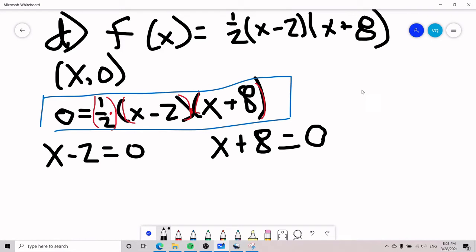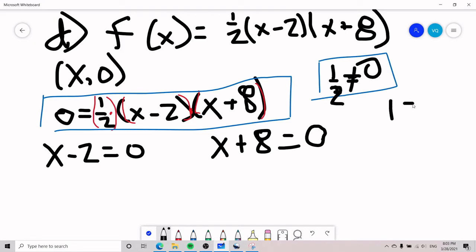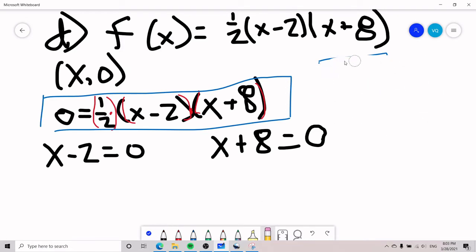And finally, what if my 1/2 is 0, right? Now, of course, the 1/2 being 0 is never going to be true because it is a fallacy. That is like me telling you that 1 equals 0. Okay, that is just not going to happen. So we can forget about this alternative. But we have to solve the other two.